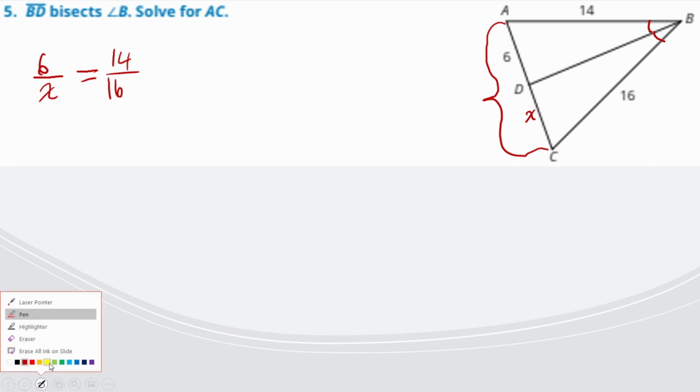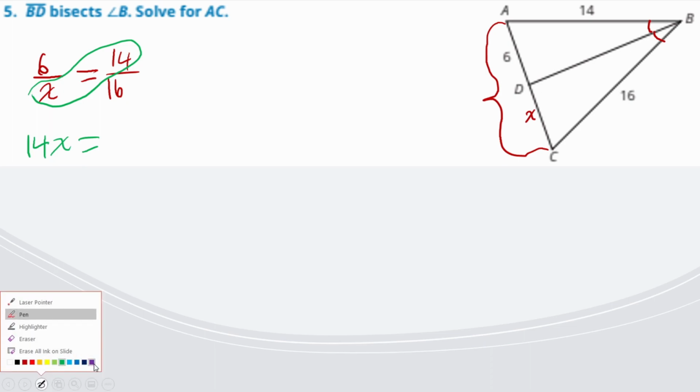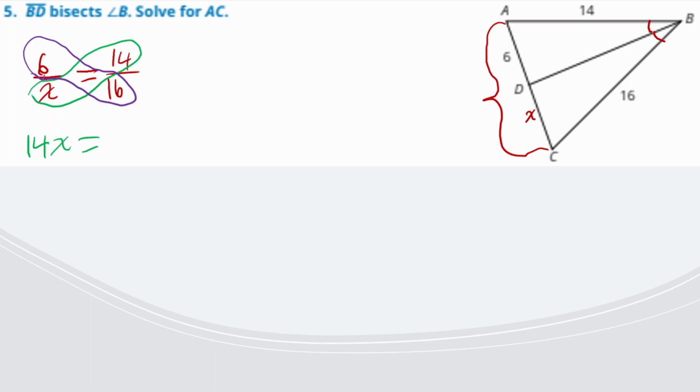Then, next step, same thing over and over. A lot of cross multiplying in this module. We cross multiply. We get 14x equals, we have to do 6 times 16. 6 times 10 is 60. 6 times 6 is 36. So add those two together and we get 96. And last but not least, what do we have to do here? We divide by 14 on both sides.